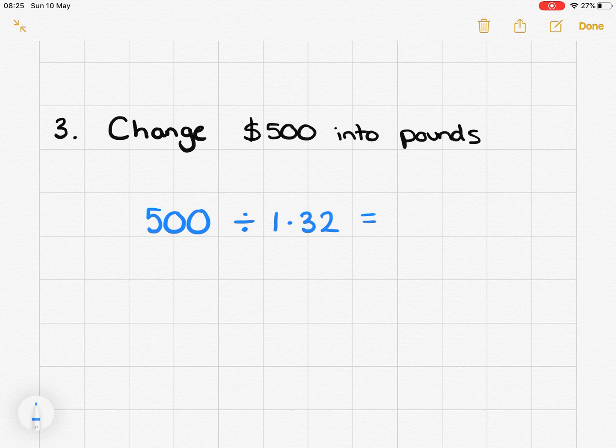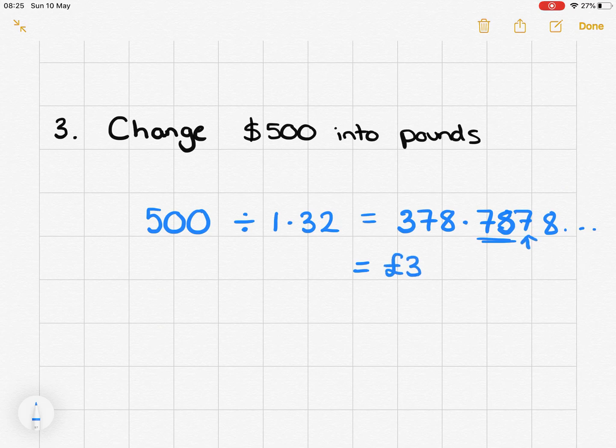With these ones you tend to get answers that are a little bit more scrappy. This comes out to be £378.7878 and so on. It's money, so it should have 2 decimal places. I'm looking at that 7, so that means for this I'm going to get £378.79. Remember, rounding's important. You have to think about that.